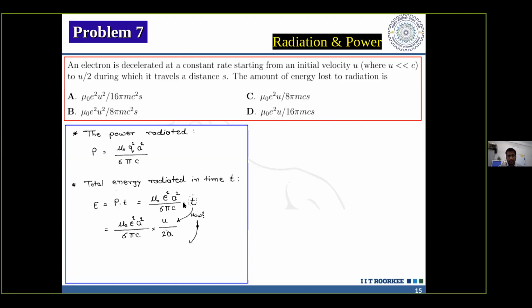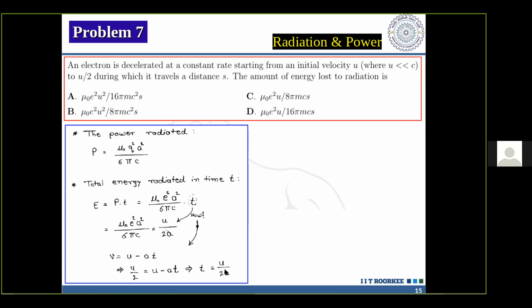And how to get this T? To get it, this is quite a straightforward formula. The final velocity is U by 2, the initial velocity is U, and then you find T. So in that case, you get T as U by 2A. I hope that is right. Yes, okay. T is equal to U by 2A.